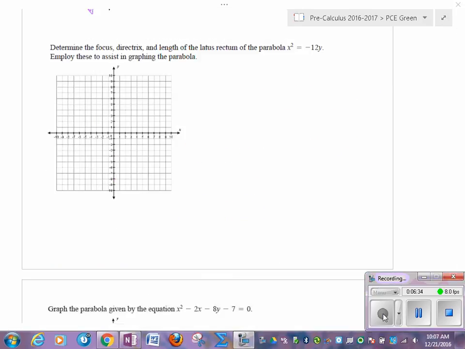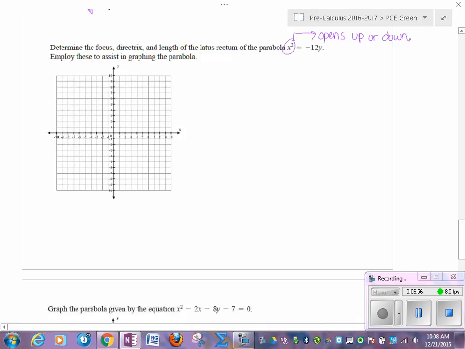Notice in this next example, it says determine the focus, the directrix, and the length of the latus rectum of the parabola x squared equals -12y. So the fact that it is an x squared tells us that it is going to open up or down. So we need to determine whether it's going to open up or down. So we know that 4p equals -12. So we have a p-value of -3. What that tells us is that this parabola is going to open down.